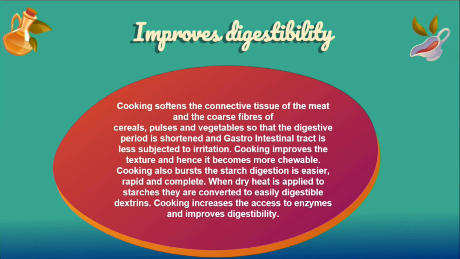So cooking improves the texture and hence it becomes more chewable. Cooking also boosts starch digestion, making it easier, rapid and complete. So when dry heat is applied to the textures, cooking improves the access of enzymes and improves the digestibility.